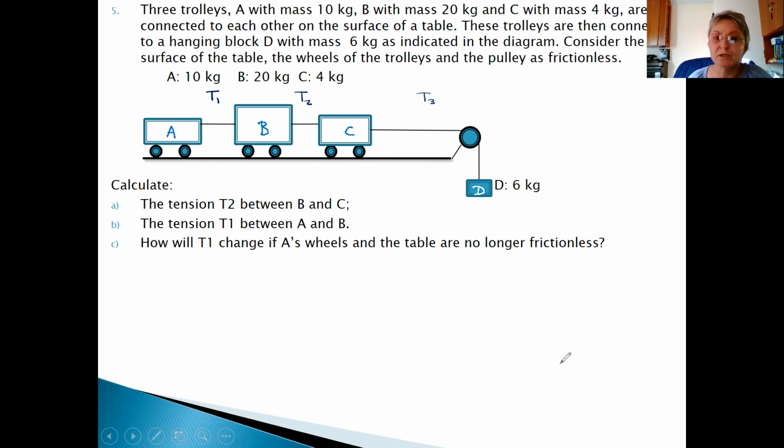To solve the question, we need 4 free body diagrams, one for each object. So A's free body diagram will have a T1 in it.